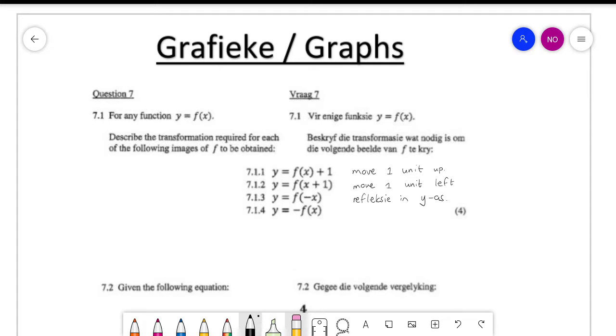And for 7.1.4, you had to see that the y value goes negative. So if the y values are going negative, it means it must have been a reflection in the x-axis.